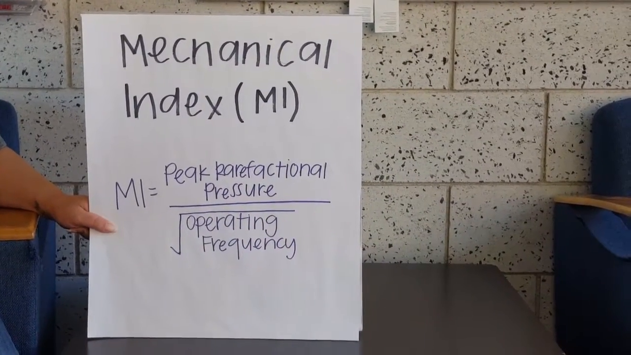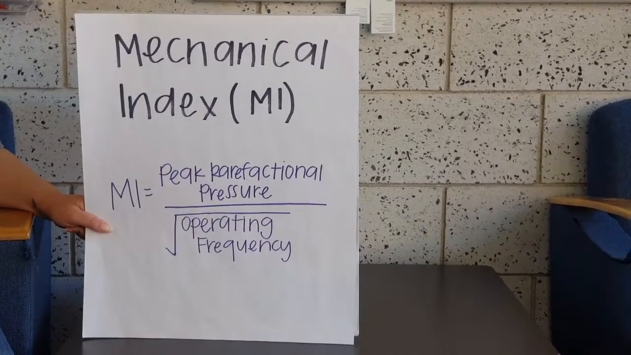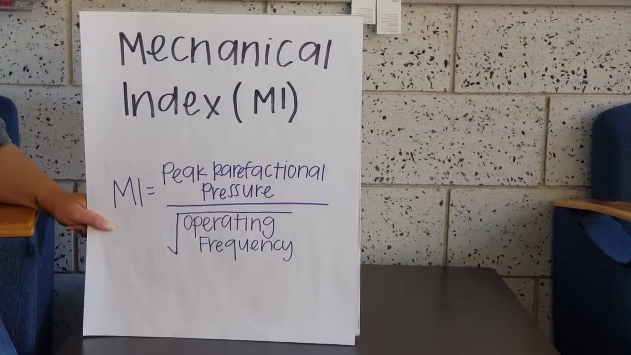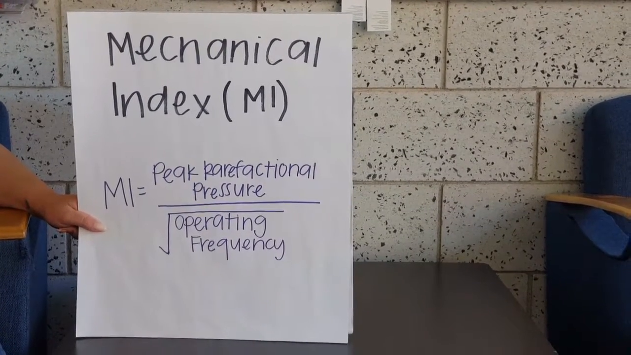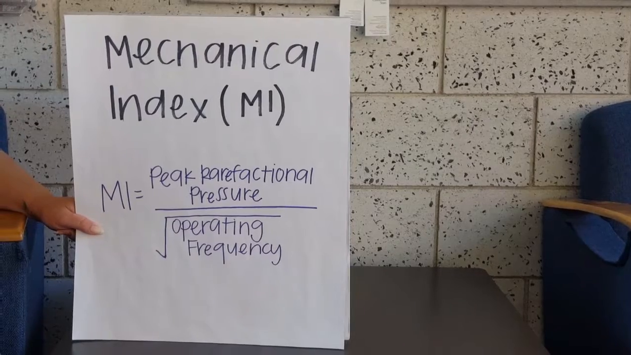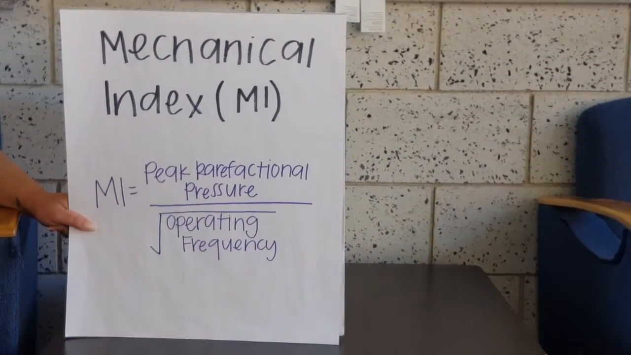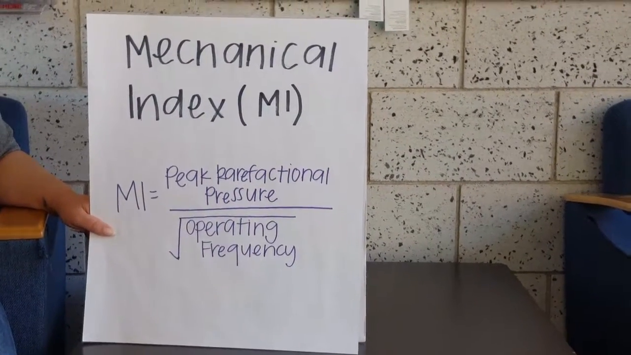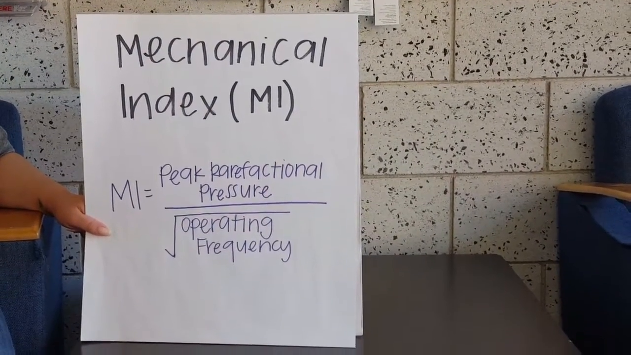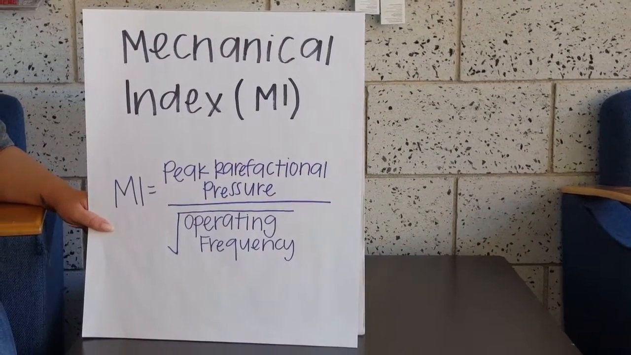The best indication of the risk of mechanical bioeffects is the mechanical index, also known as MI. To calculate the MI, you take the peak rarefactional pressure and divide it by the square root of the operating frequency. As operating frequencies increase, MI decreases. The risk of cavitation increases with lower frequency transducers.